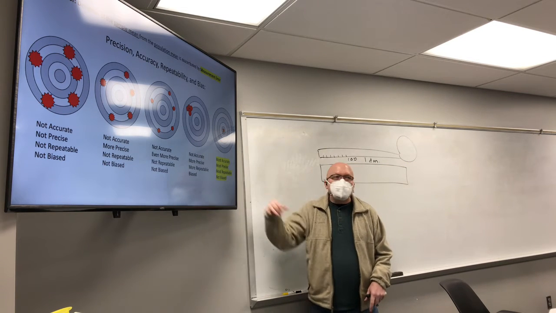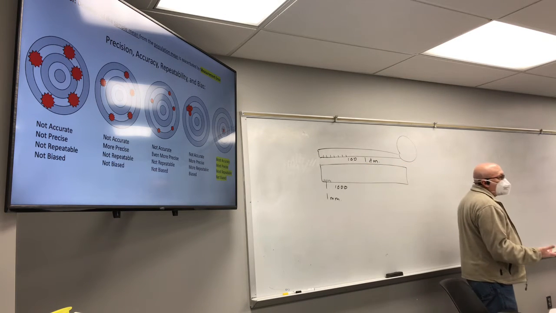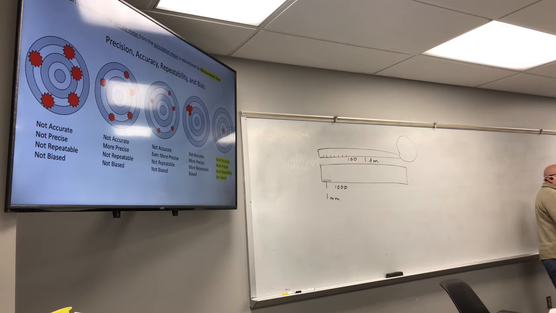And precision is largely dependent upon how precise you need to be. For some questions, you might need to be very, very precise. For other questions, you don't have to be very precise. You could actually get a workable answer with less time and less money if you sacrifice a little bit of precision. So you mainly want to be accurate, repeatable, and unbiased. Precision is really dependent upon the kind of question you're asking.